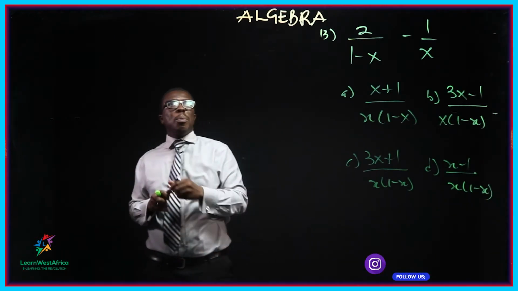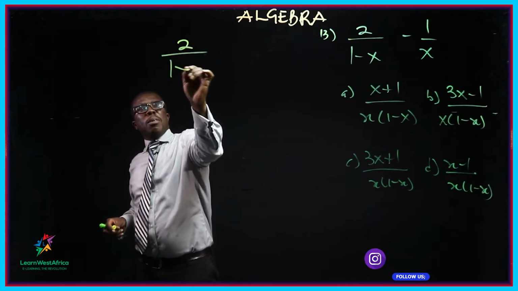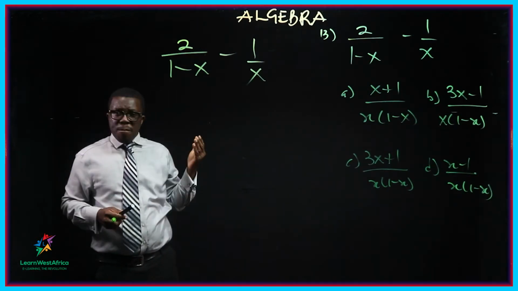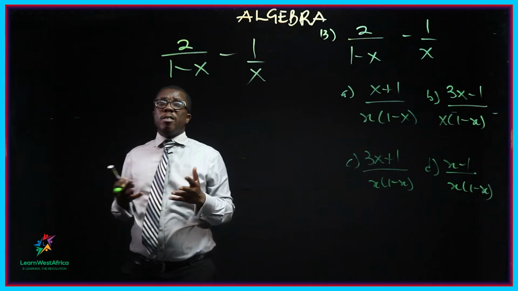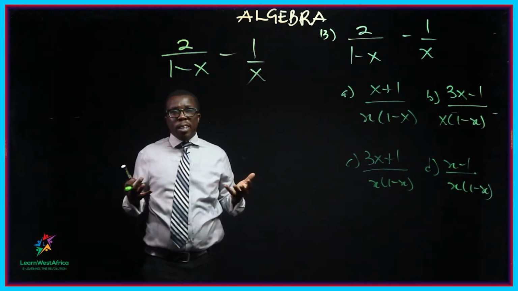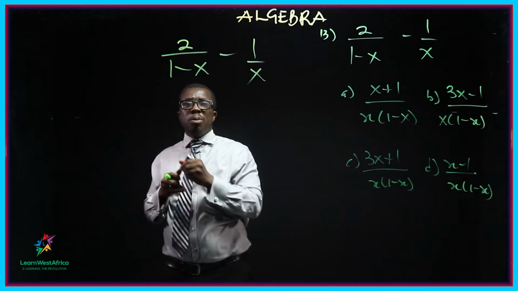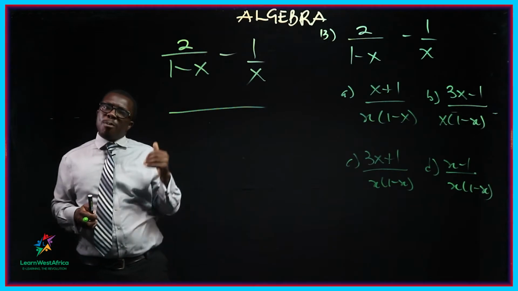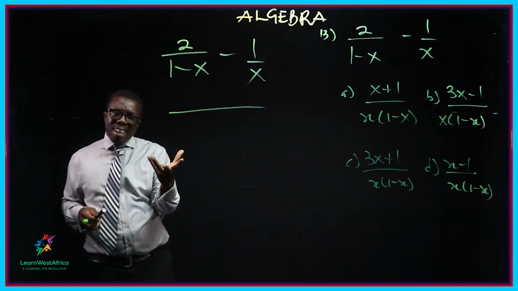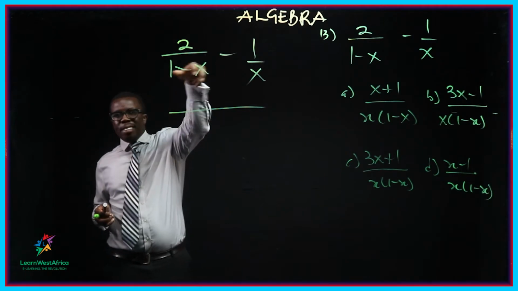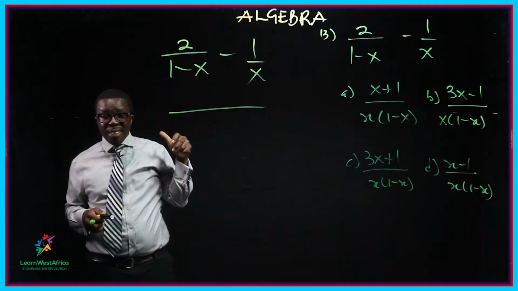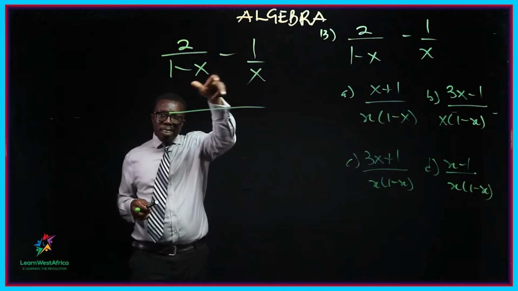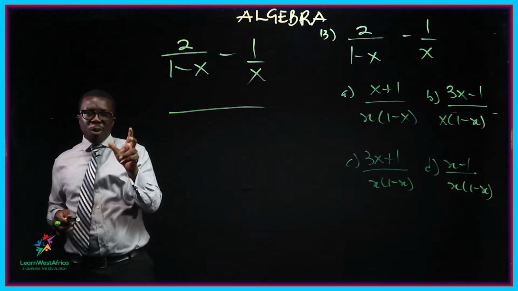Algebraic fractions. We have 2 over 1 minus x, minus 1 over x. To simplify, we open with the LCM, the LCM of the denominators. With algebraic fractions, the LCM should be a certain expression that you can get from the denominators. That is how algebraic fractions work.